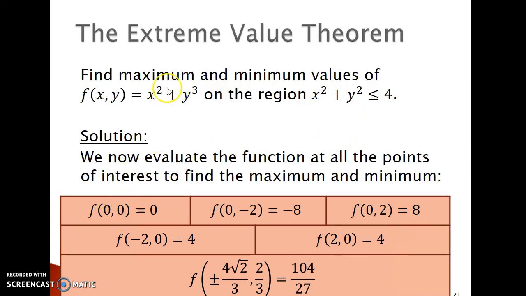So if we plug 0, 0 into the function, we get 0. If we plug 0, negative 2 into the function, we get negative 8. 0, positive 2 gives us positive 8. Negative 2, 0 gives us 4. Positive 2, 0 gives us 4. And either one of these square roots, the positive or the negative one, when plugged in with the y value of 2/3, will produce 104/27.